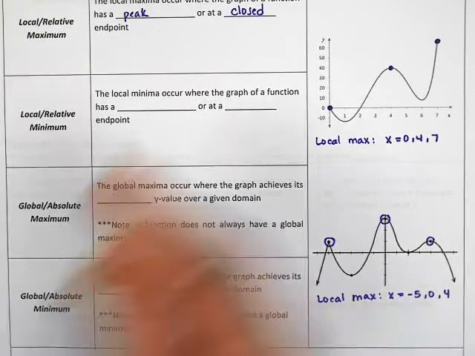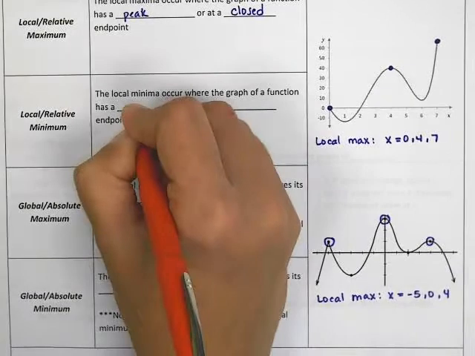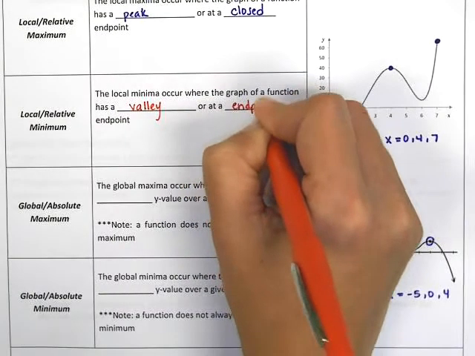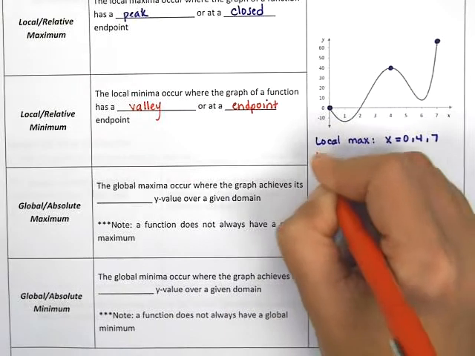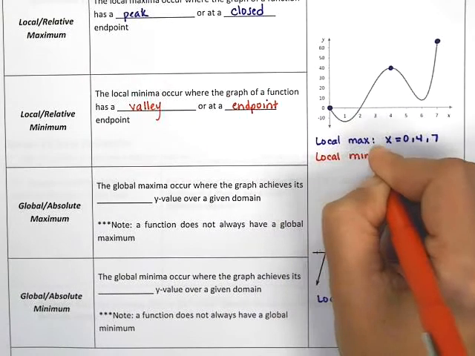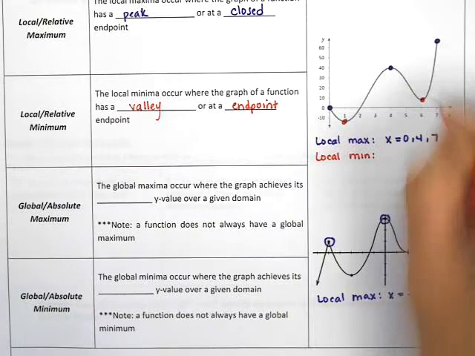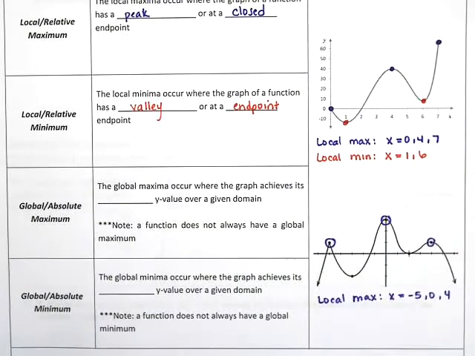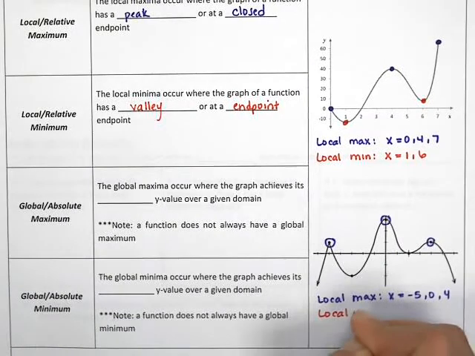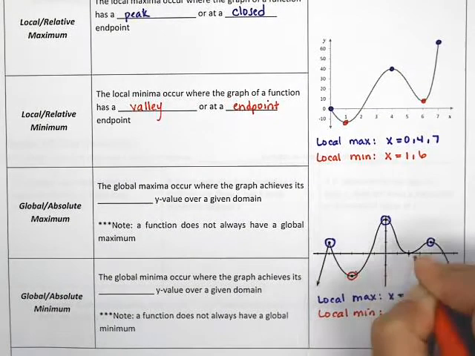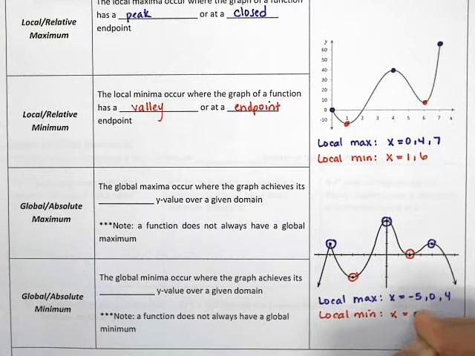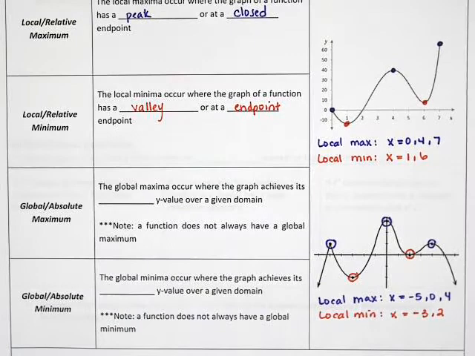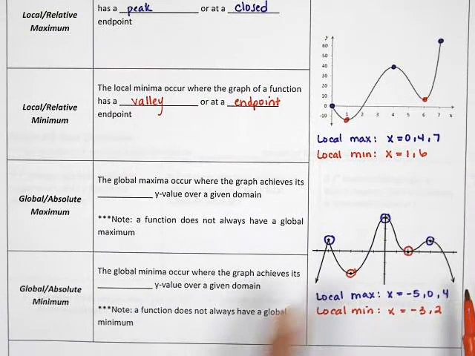The local relative minima occur where the graph of a function has a valley or at an endpoint. So for example, the local minima of this graph would be here and here. So at x equals 1 or 6. The local minima of this graph would be here or here. So at x equals negative 3 or 2. Now we would not have minima at the arrows because again the graph doesn't stop there, it keeps on going. So you can't be a minimum if you never stop going down.